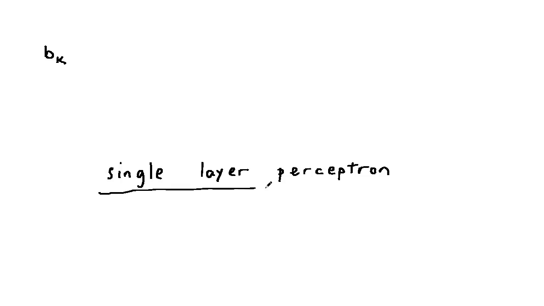The network diagram we constructed has a single hidden layer, and the corresponding neural network model is called a single layer perceptron. If there are multiple hidden layers, the corresponding neural network model is called a multi-layer perceptron.